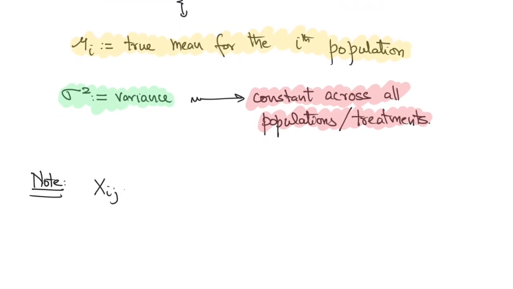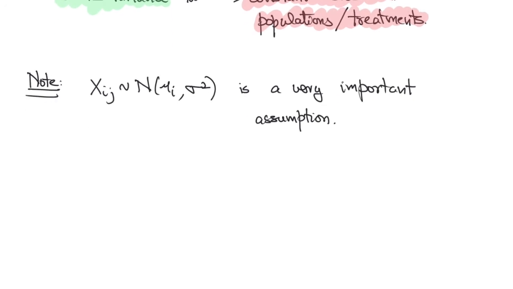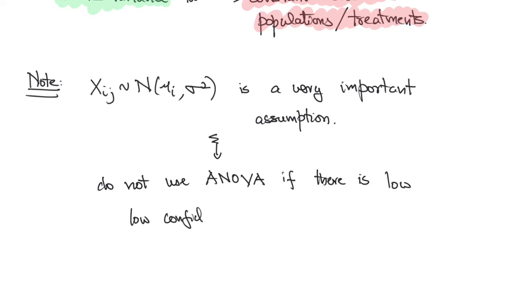Note that capital Xij, the random variable, is normally distributed, and it is a very important assumption for the application of the analysis of variance test procedure. And if there is low confidence in its plausibility, one should not be using the analysis of variance test procedure described here.